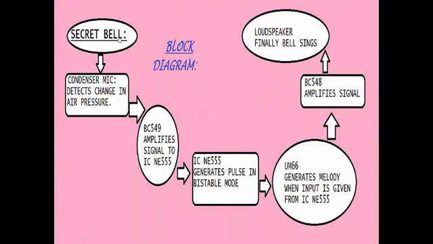So this is the block diagram. There will be one condenser mic which detects air change pressure, which will generate the signal and give it to BC549, which will amplify the signal and pass it to IC-NE555, which is in monostable mode. Then it goes to IC-UM66 as an input, which generates the melody for us, and then the signal is further taken by BC548 transistor. It amplifies the signal and finally send it to the loudspeaker, which acts as our bell.